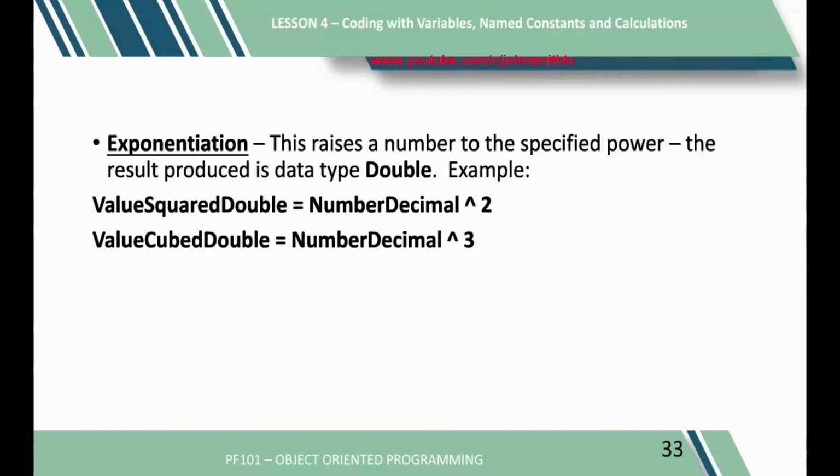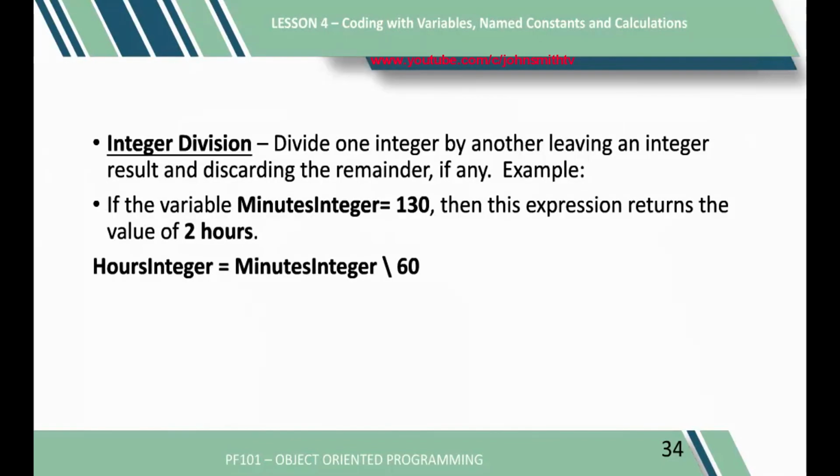Exponentiation raises a number to the specified power, and the result produced is data type double. Example: valueSquaredDouble = numberDecimal ^ 2. valueCubedDouble = numberDecimal ^ 3. Integer division divides one integer by another, leaving an integer result and discarding the remainder, if any. Example: if the variable minutesInteger equals 130, then this expression returns the value of 2 hours. hoursInteger = minutesInteger \ 60.